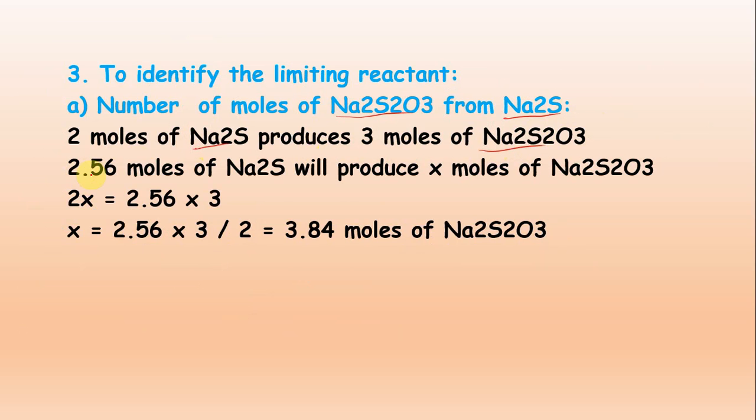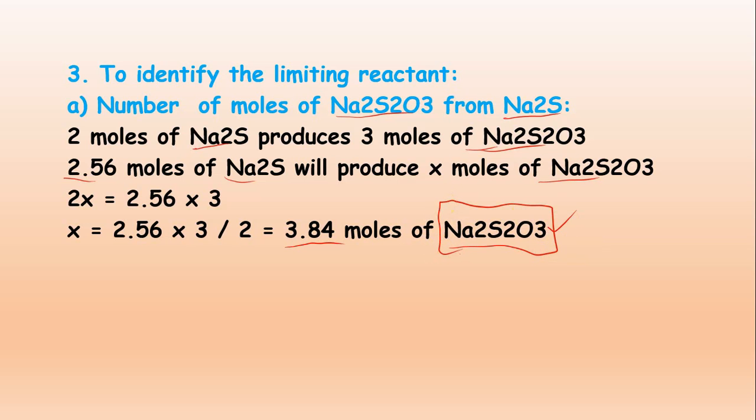The moles we have calculated, that is 2.56 moles of sodium sulfide, will produce this number of moles of sodium thiosulfide. Now look here: 2x is equal to 2.56 moles multiplied by 3. So when we write x as the subject, 2 will be divided, so 2.56 multiplied by 3 will be divided by 2. The answer will be 3.84 moles of sodium thiosulfide, the product, will be produced.